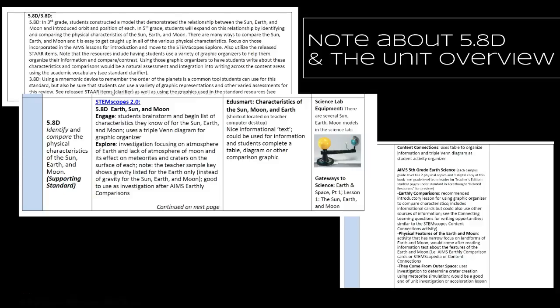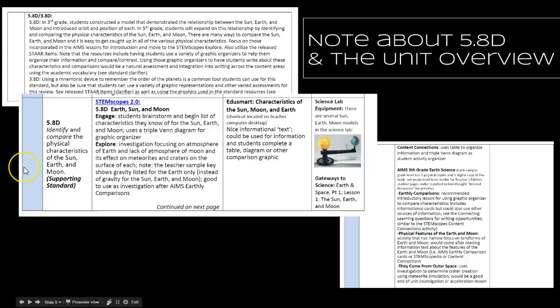So for 5.8D, and just to remind you, that's where they are going to compare physical characteristics of the sun, earth, and moon. There's a section up here in approaches to classroom use, and that's the section up at the top where it talks about what characteristics should I really be focusing on, because there are so many. There's lots and lots of facts that we can learn about the sun, the earth, and the moon, but where do we really cut that off, and where do we edit that down? So it addresses that up here in the top.